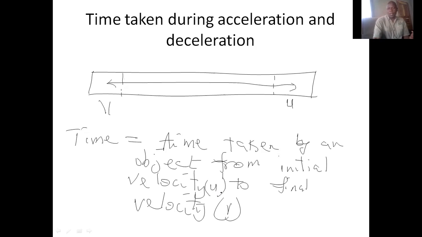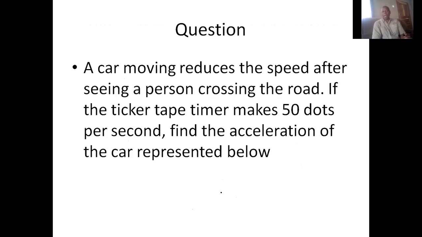And so now we have a question here. A car moving reduces the speed after seeing a person crossing the road. If the ticker tape timer makes 50 dots per second, find the acceleration of the car represented below.